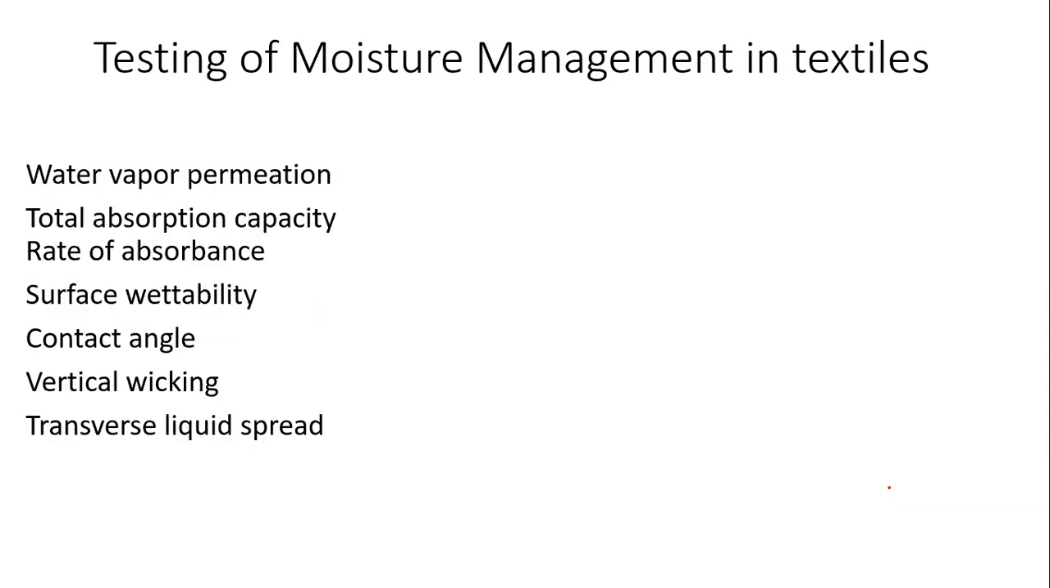And then last but not least, I will not go into details, but any moisture management textile, or MMT textile, needs to be tested for its performance. When it comes to performance testing, these are some of the tests that we can do: water vapor permeation, total absorption capacity, rate of absorption, surface wettability, contact angle, vertical wicking, spreading, transverse liquid spread. All of those are a list of tests that we can do in order to assess the moisture management property of the textile that we have developed.